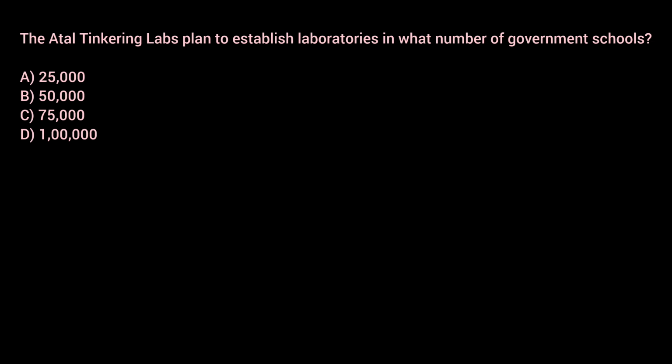The Atal Tinkering Labs plan to establish laboratories in what number of government schools? Option A, 25,000. Option B, 50,000. Option C, 75,000. Option D, 1 lakh. Here, the correct option is option B, that is 50,000.